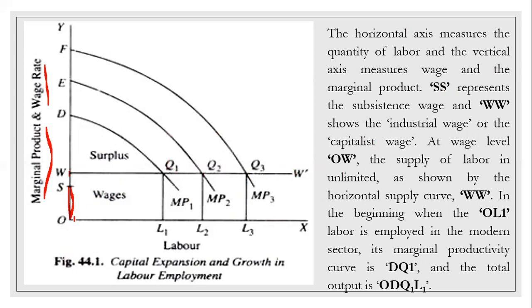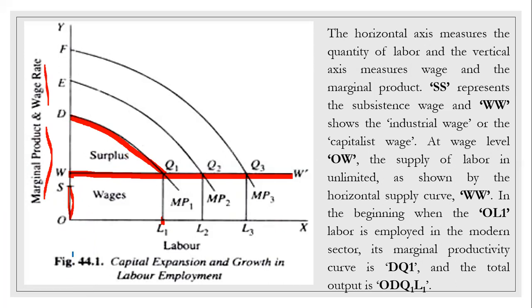At the wage OW, the supply of labor is unlimited. That is, perfectly elastic. So this curve shows that in the beginning, suppose that we are employing OL1 labor, the marginal productivity curve is DQ1. So when you employ the OL1 labor, the marginal productivity is DQ1, and the total output is ODQ1L1.